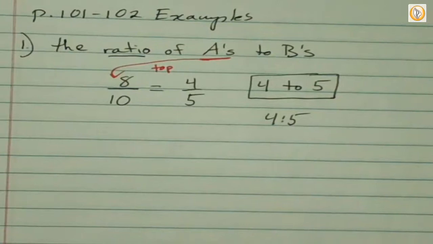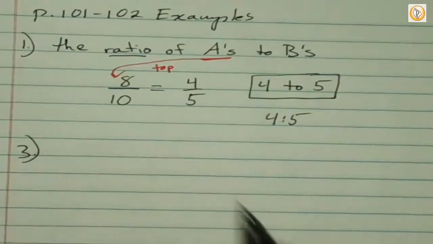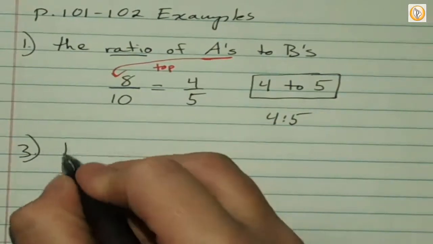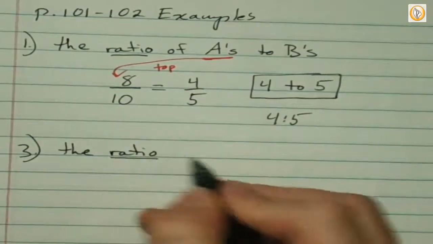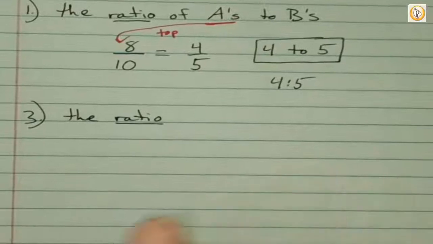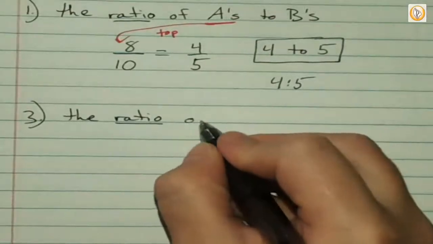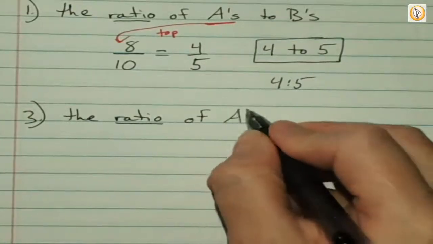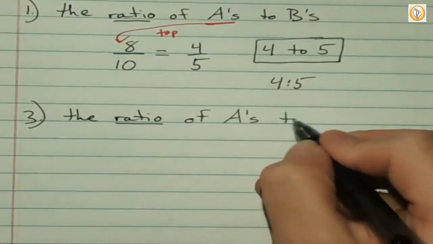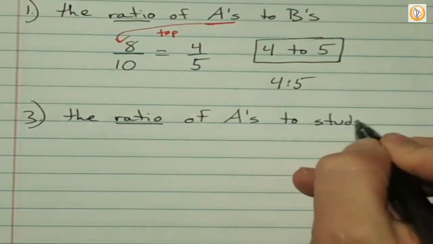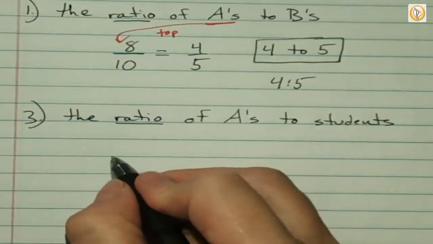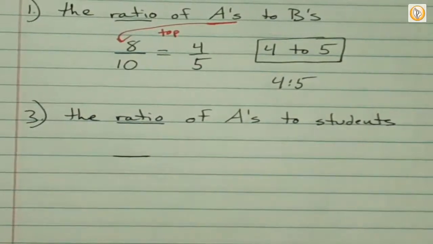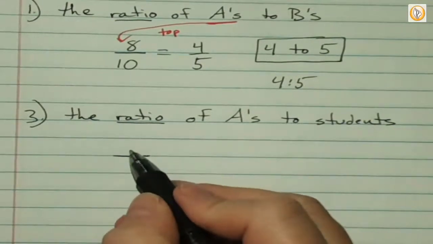Oh, everyone understands. 3. This time they want the ratio. So Michaela, it's going to look like what since they say ratio? Fraction. Very good, a fraction. Of A's to students. Okay, so here's my fraction. So, Michaela, what goes on top?